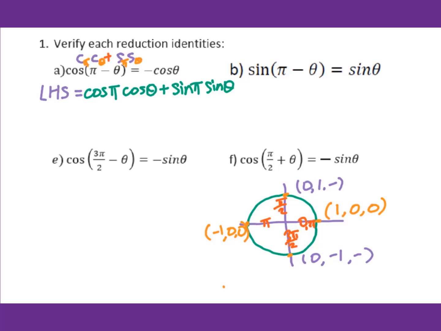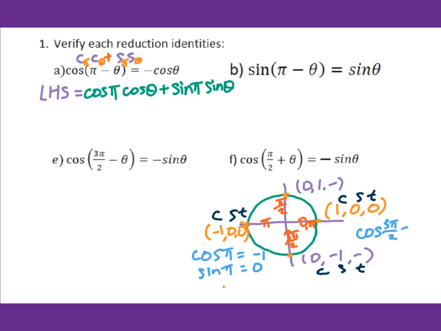Remember, the pattern for coordinate is CST: cosine, sine, tangent. Therefore, cosine pi equals negative 1, and sine pi equals 0. For 3 pi over 2, we got cosine 3 pi over 2 equals 0, and sine 3 pi over 2 equals negative 1.